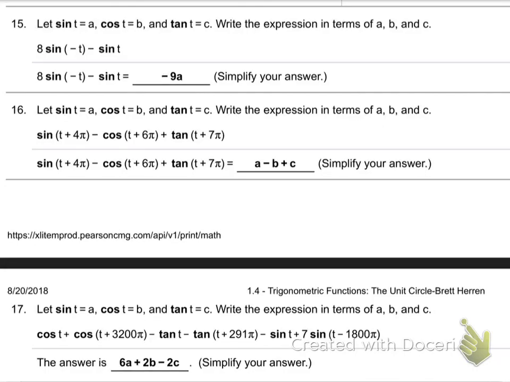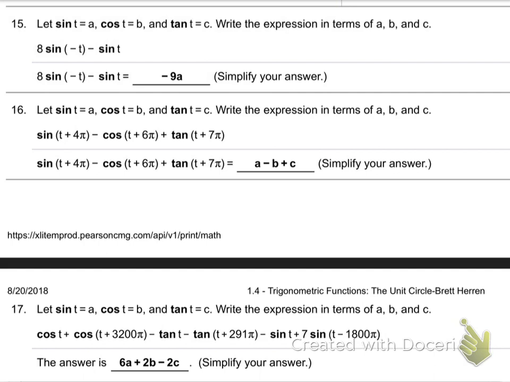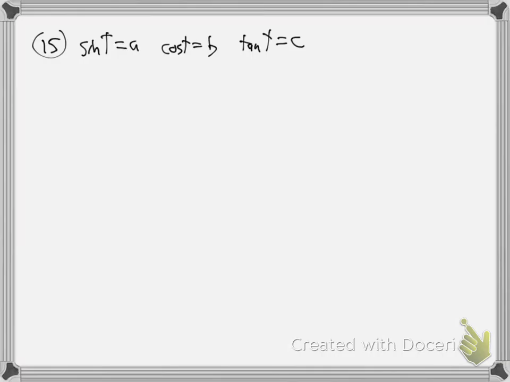Okay, so there's number 15. They're saying sine of t is A, cosine of t is B, tangent of t is C. And they want 8 sine of negative t minus sine of t. Did I get it right? Yeah. Okay. So they want me to figure this out right here, in terms of A, B, and C.